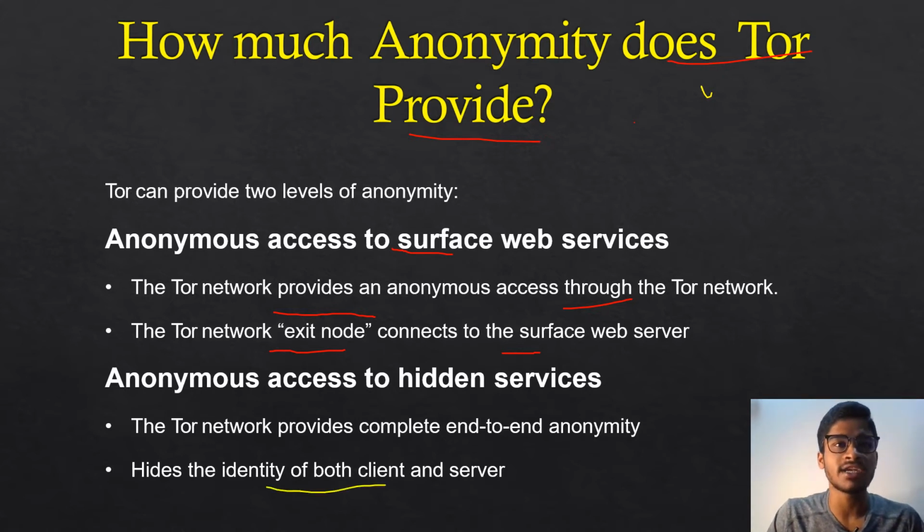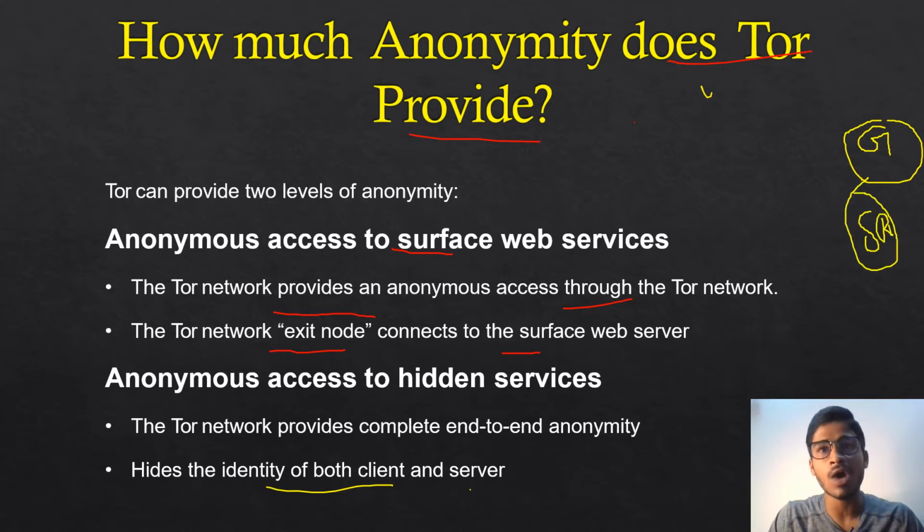So it hides the identity of both client and server. Google's identity is also not known by Tor, and your identity is also not known by Google. In the same way, if instead of Google it is Silk Road, the same happens with Silk Road. Silk Road can't know who you are, and anyone tracking you can't know you're accessing Silk Road, and so on.